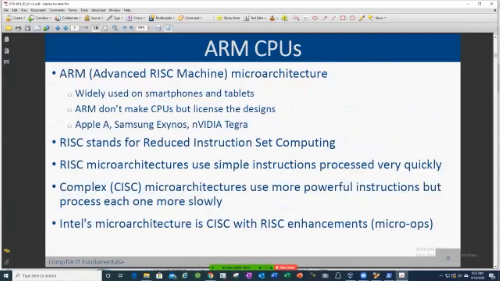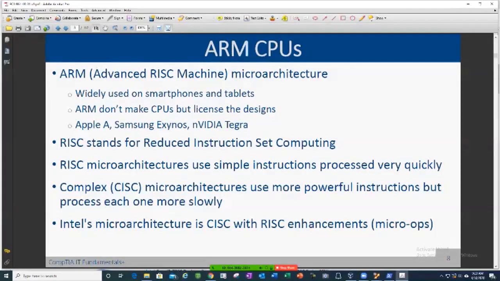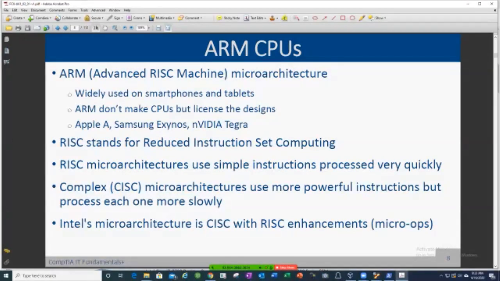All right. There are also what are called ARM CPUs. ARM stands for Advanced RISC Machine, or microarchitecture. They are widely used on smartphones and tablets. ARM doesn't make CPUs; basically they just license the designs. Apple and Samsung use that, and NVIDIA for video cards and other things.